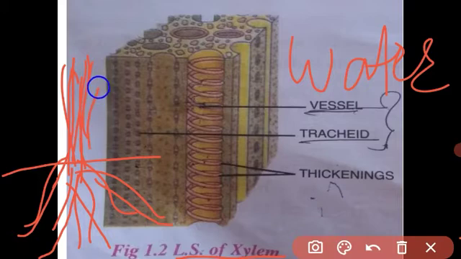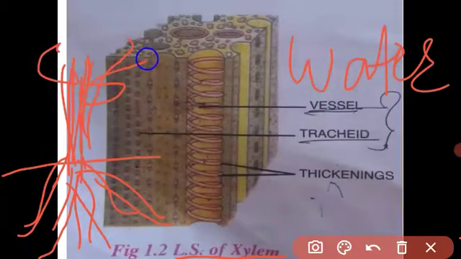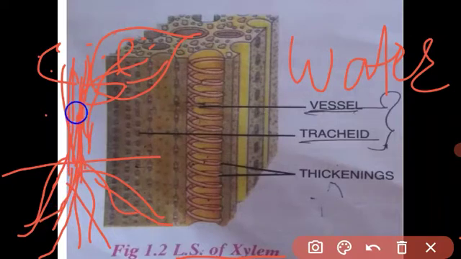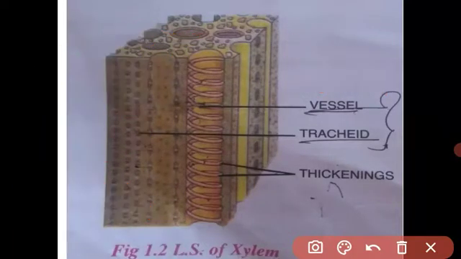Whatever aerial parts of the plant there are, like branches, leaves, fruits and flowers, they require water. Mainly the leaves require water for the process of photosynthesis, and xylem tissue is a tubular passage that transports the water and minerals from the root to the upper parts of the plant. This is the LS section of the xylem tissue. This diagram is given in your textbook.